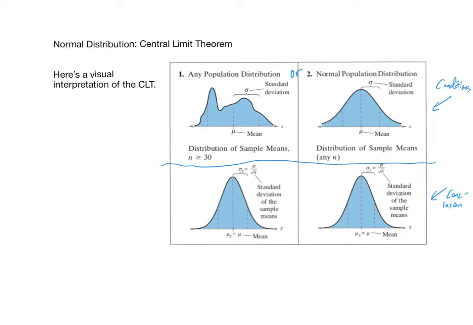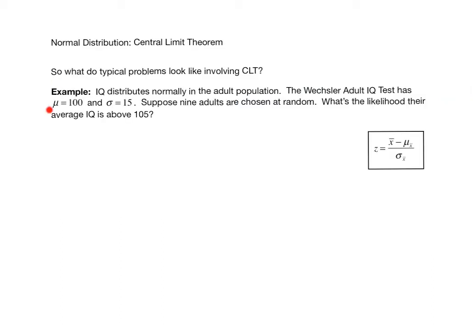Let's now see if we can apply it. Here is our first example. IQ distributes normally in the adult population. We've seen this before. The Wechsler adult IQ test has mu equals 100 and population standard deviation 15. Suppose 9 adults are chosen at random. What's the likelihood their average IQ is above 105?